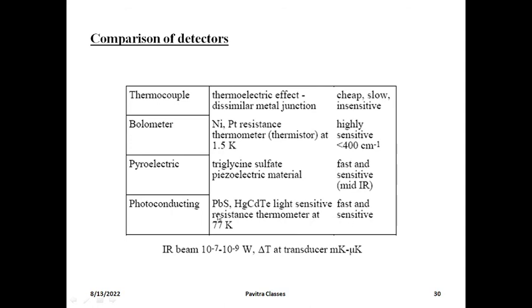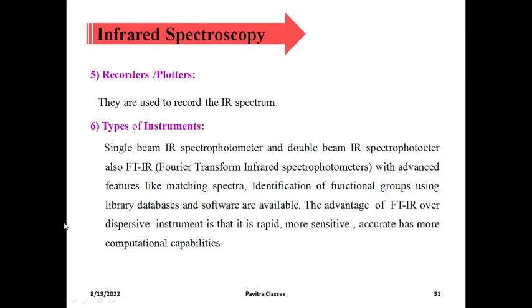Photoconducting: very fast and sensitive. Lead sulfide, mercury cadmium telluride, a light sensitive resistance thermometer at 77 Kelvin. It is cooled in liquid nitrogen. This is a very fast and sensitive detector, the photoconducting detector.